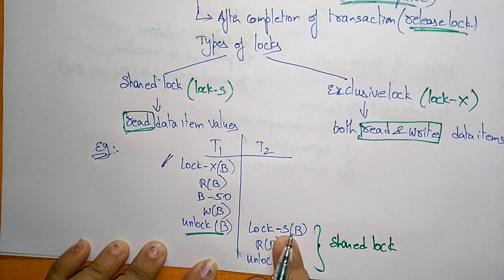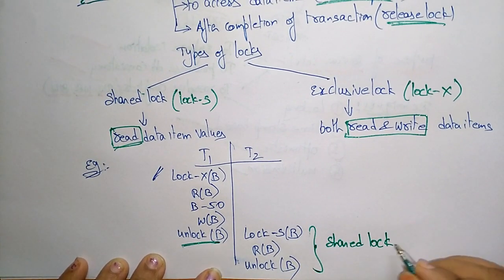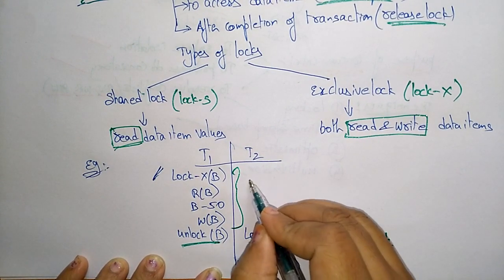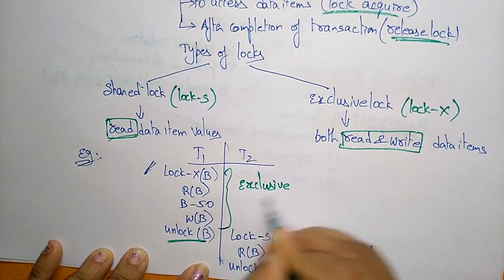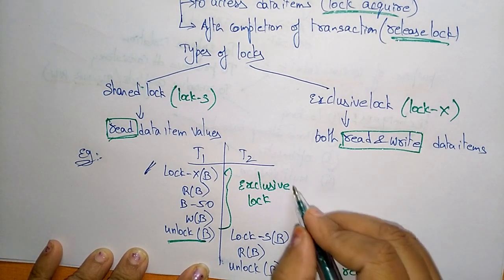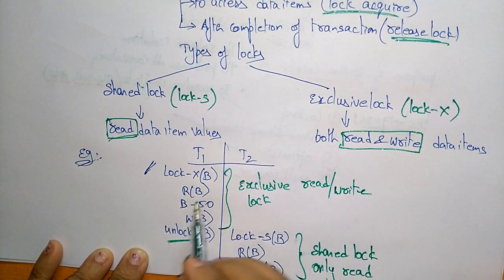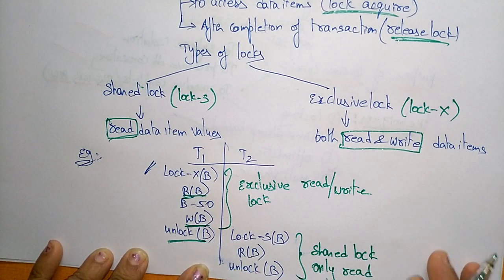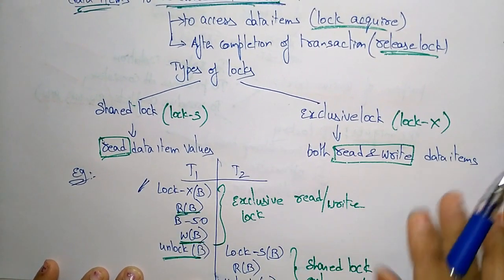First you are locking, acquiring the data items, which means lock acquire. After that you are doing the read operation and you are unlocking the data item. So this is a shared lock. Only the read operation will be done. And this one you call an exclusive lock. In the exclusive lock, you can read or write. So here we are doing the read operation as well as the write operation. So this is the lock based protocol with T1 and T2 transactions.